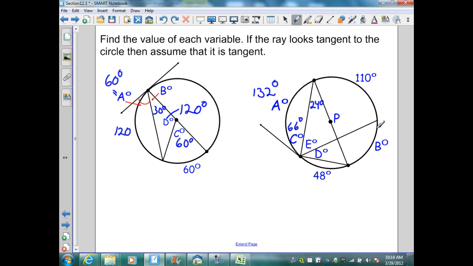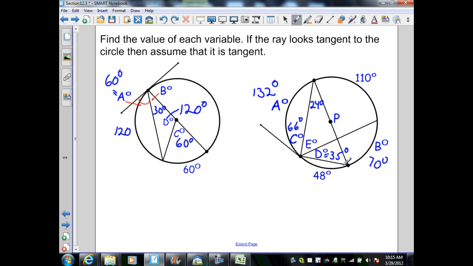The measure of this arc is 180, because its endpoints are on the diameter. The measure of this arc is 110, so the measure of this arc is 180 minus 110, which is 70 degrees. I know that this is an inscribed angle, and its intercepted arc has a measure of 70 degrees. And the inscribed angle is half that measure, which makes this 35 degrees.